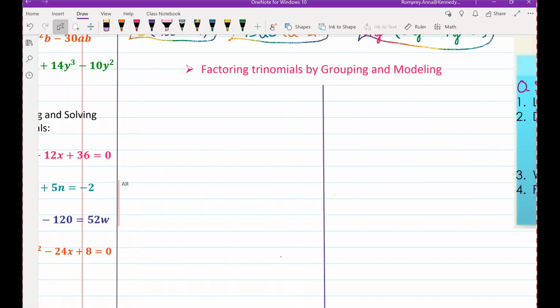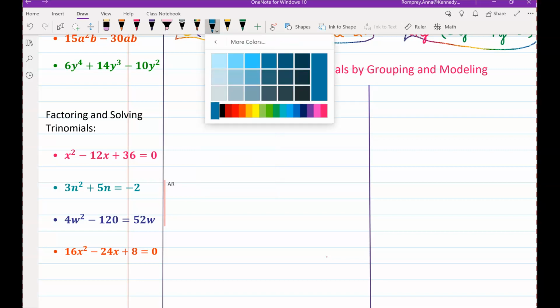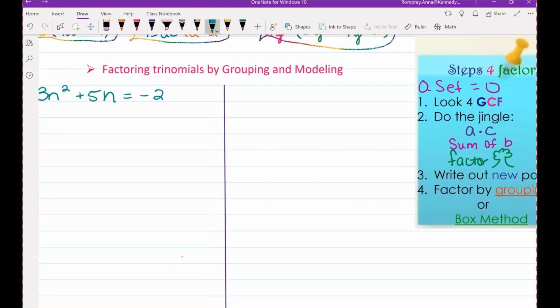Okay, so let's come over here and pick a problem. I'm going to pick this blue just because I really like that color. Now I need to try and find a color that matches. Okay, that looks close. So 3n squared plus 5n equals negative 2. Love it. Good problem.